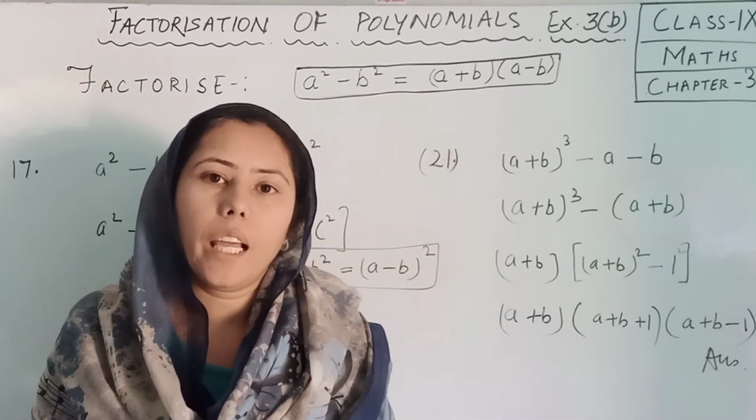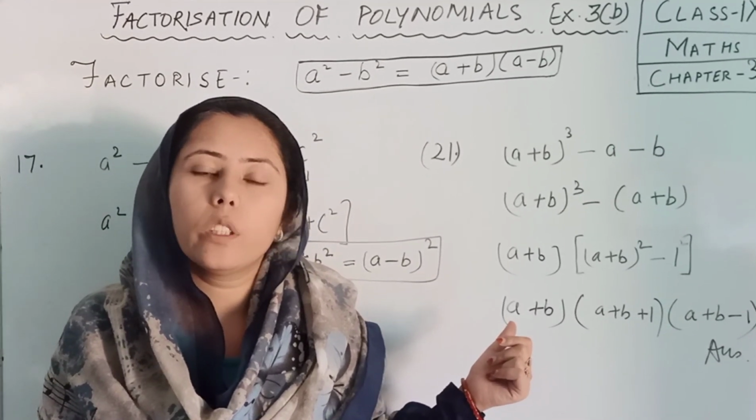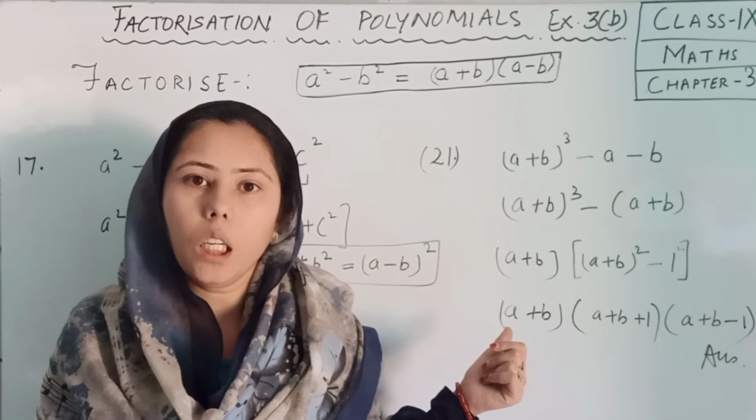So today we have learnt about exercise 3b, in which we applied the identity a square minus b square. Next time we will continue with this exercise. So you will solve till question number 21.